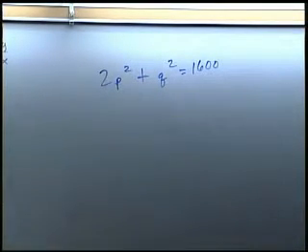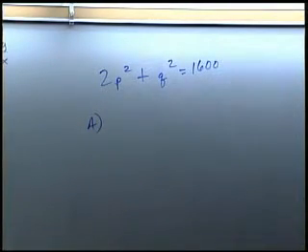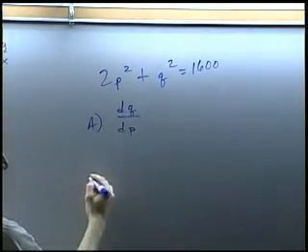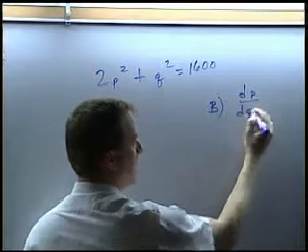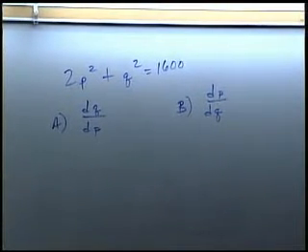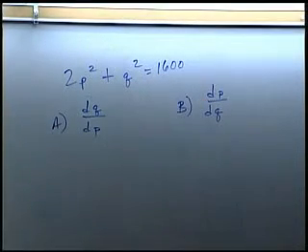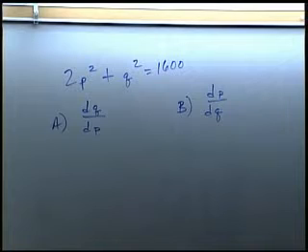Part A of this question says to find dq/dp. And then part B of this question, which I'll do over here, says to find dp/dq. And we can actually do either order. When we're doing implicit differentiation, we can think about either one of them as the independent variable. Now, here's just where we have to be careful. We just have to remind ourselves which one of these is kind of like the x and which one's kind of like the y.